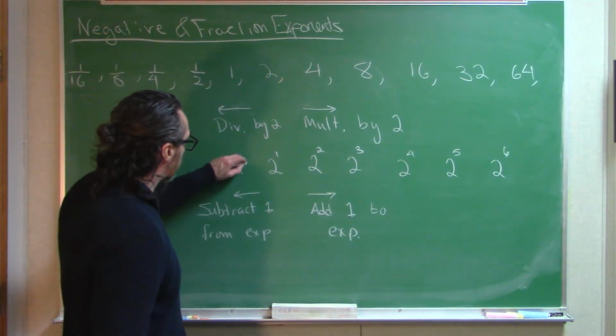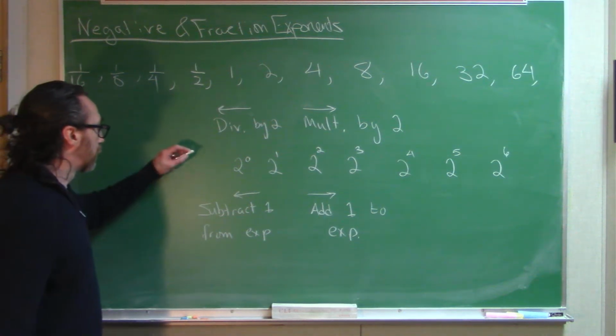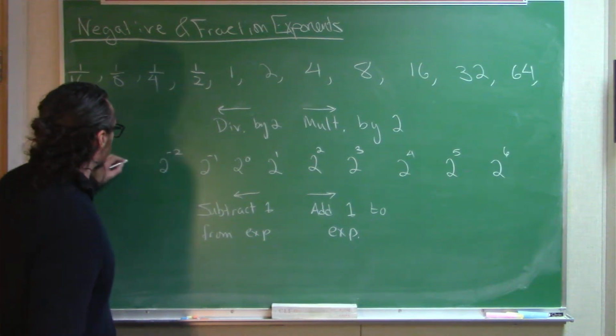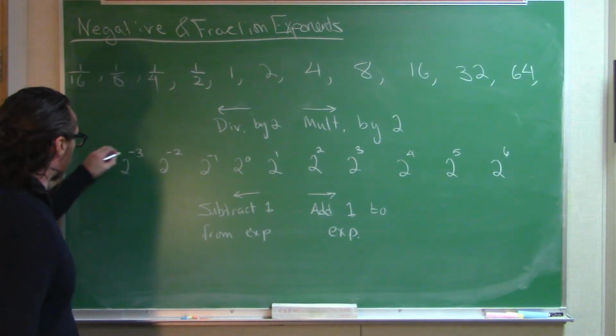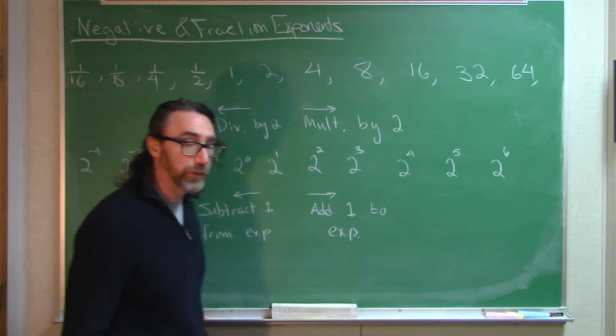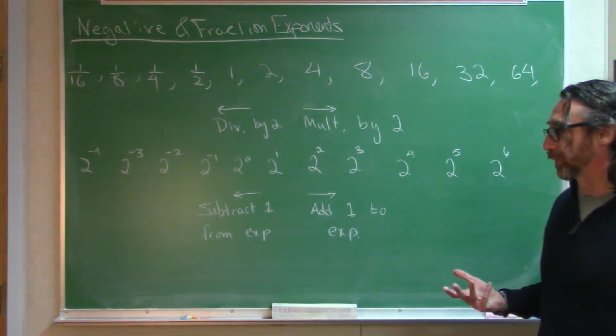So the thing that would make sense here is 2 to the 0. 2 to the negative 1. We're just going to continue the pattern. 2 to the negative 2. 2 to the negative 3. 2 to the negative 4. So there is a way to make sense of negative exponents.